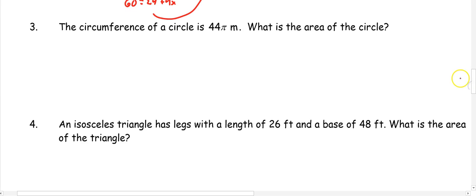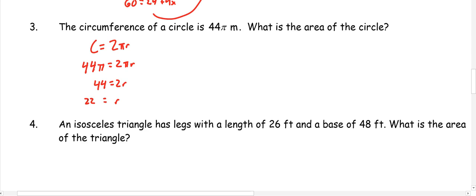Number 3, the circumference of a circle is 44 pi meters. What is the area of the circle? So remember that circumference is 2 pi r, and if the circumference is 44 pi, we have that equal to 2 pi r. Because both sides have a pi, that cancels out. We're left with 44 equals 2r. When we divide by 2, r is 22.